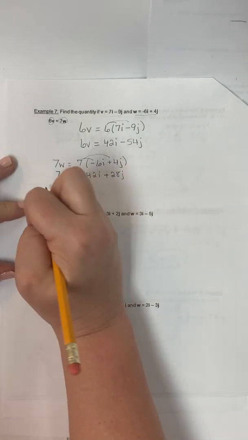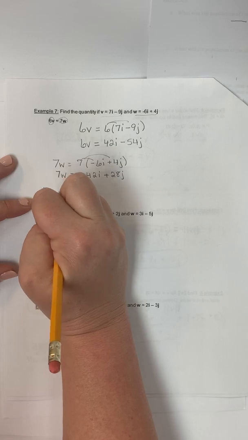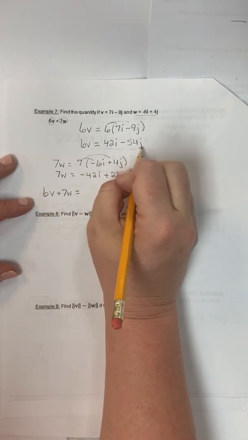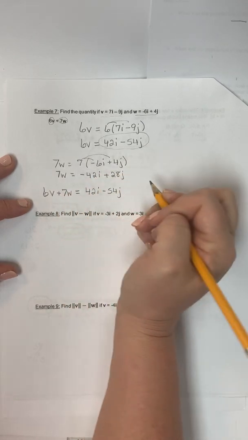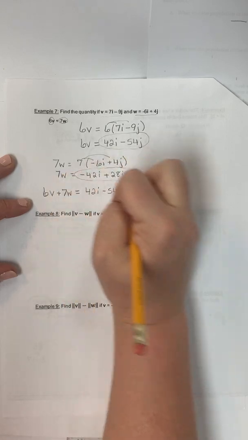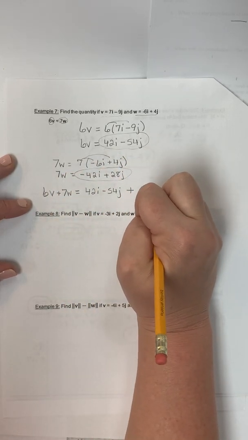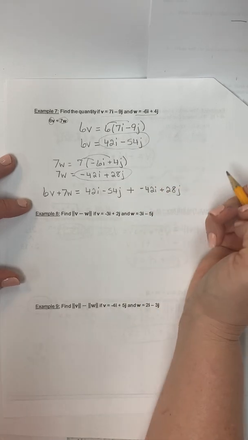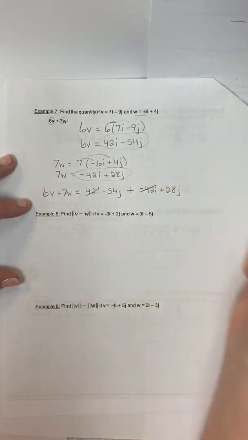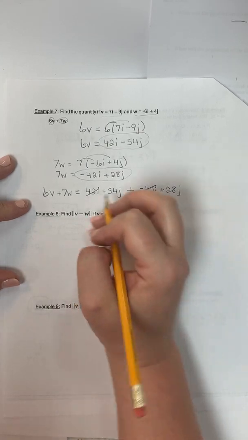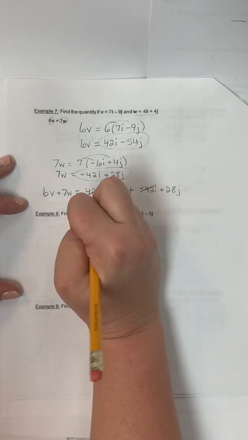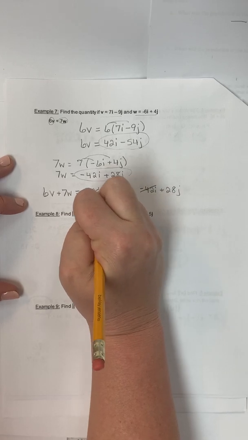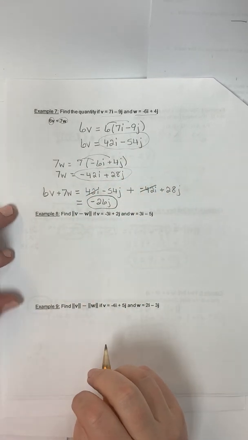Okay, so now we're going to have 6v plus 7w. So we're going to have this vector, this is 6v, plus this vector, negative 42i plus 28j. Well, these actually cancel, and then we're left with these. All we're going to do is combine like terms. Negative 54j plus 28j is going to give us negative 26j. And that's our answer.